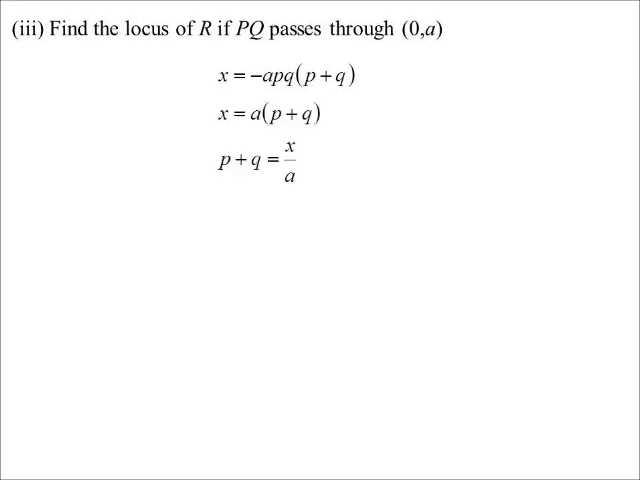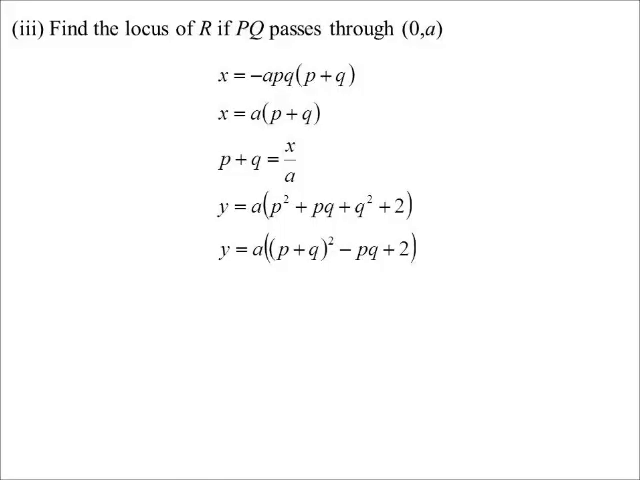Okay, so let's move to the bit I'm interested in, the locus part. So now we have coordinates for R. They want us to find that locus if PQ passes through (0, A). So in other words, we now know we can use the relationship PQ is -1. R, remember, was the point of intersection of the two normals. So the X value was minus APQ times (P plus Q). So I'm going to rearrange that. Remember, we've proven PQ is -1, so I can get rid of the PQ, and I end up with P plus Q is X on A.